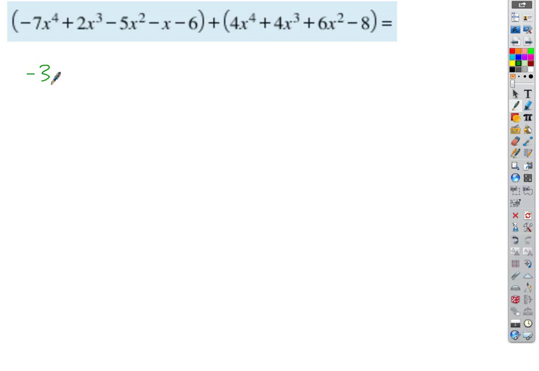So we're going to get negative 3x to the 4th, and I'll cross those out and get rid of them. We're done with those. What about x cubed? You get 6x cubed. I'm going to get 2 of those plus 4 of those is 6 of those. And then x squared: I get negative 5 of those plus 6 gives us just 1 of those, right? 1x squared. And then there's only negative 1x total. And then you have negative 14. And we took care of all of them. Easy, right? No big deal.